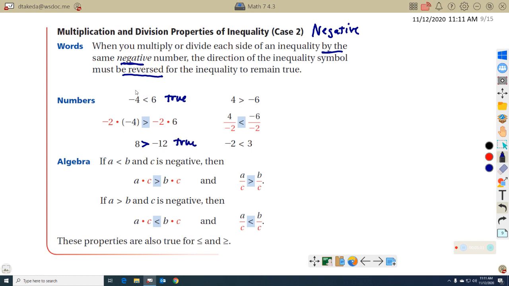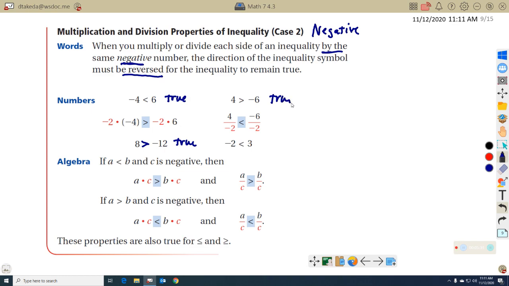The left side started negative, ended up positive. The right side started positive, ended up negative. So the signs switch, so we have to flip the inequality symbol around, because negative numbers are always smaller than positive numbers. The same is true for division. 4 is greater than negative 6.